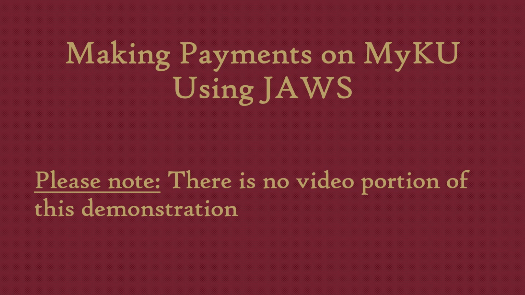In order to make a payment, go to the top of the web page and then down arrow to the Show Main Menu button and hit Enter. Once this menu is expanded, down arrow to a link titled Make a Payment and hit Enter. Once on this page, navigate by heading until you get to Make a Payment Heading Level 1 and then follow the prompts to pay any charges that are due.